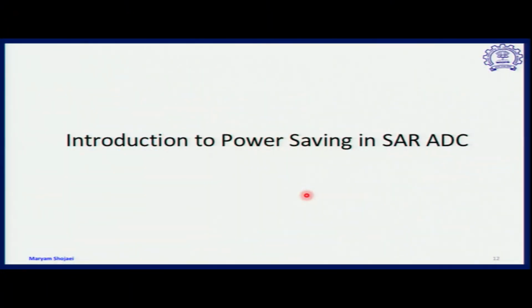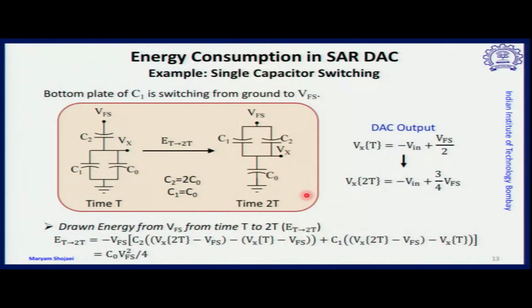And for that, let's have a look at how energy is consumed in the charge redistribution DAC, which happens due to the switching of the capacitors. So here is an example when one of the capacitors is switching. Let's assume in this case we are at time capital T, and the configuration of the SAR ADC is shown here. For simplicity, I am showing only V full scale and 0, because the main motivation here is switching, and then to show how this switching changes the energy dissipation.